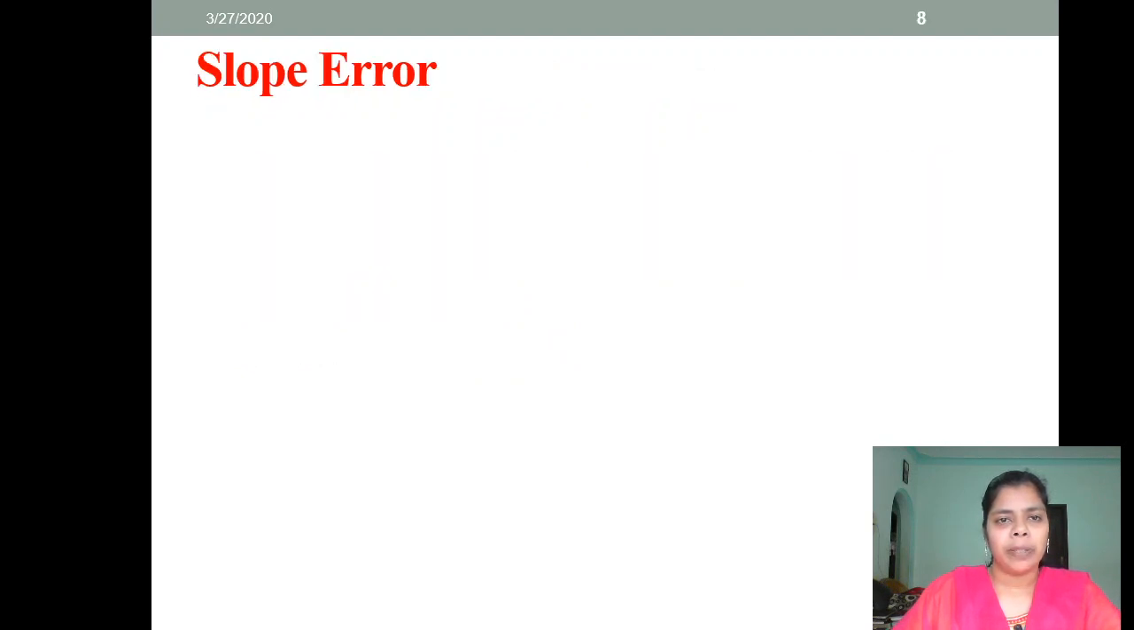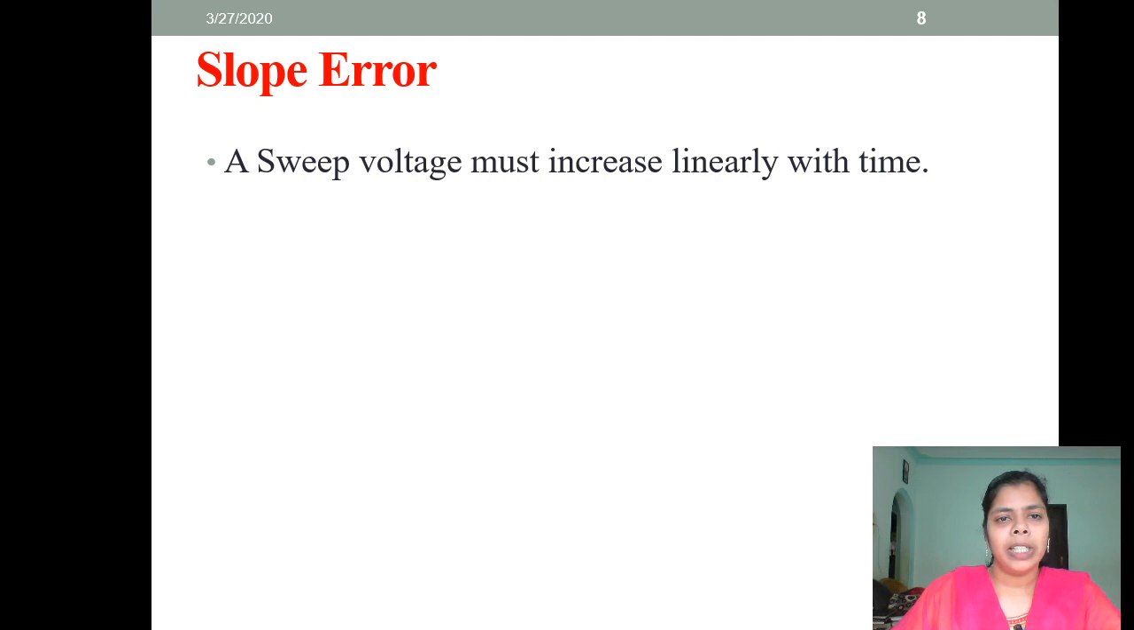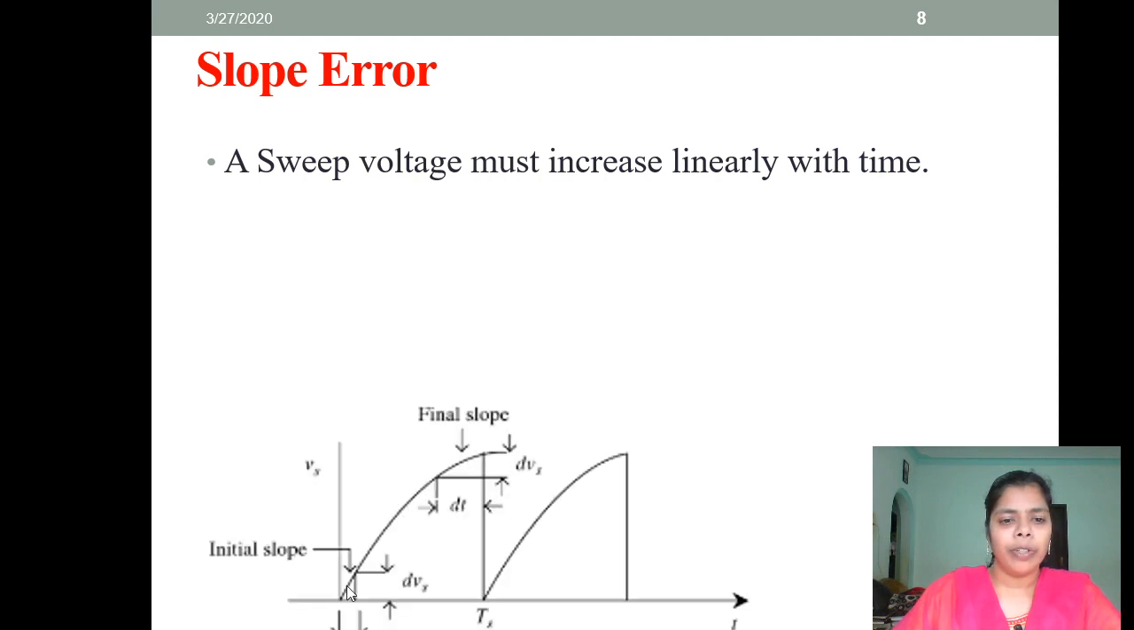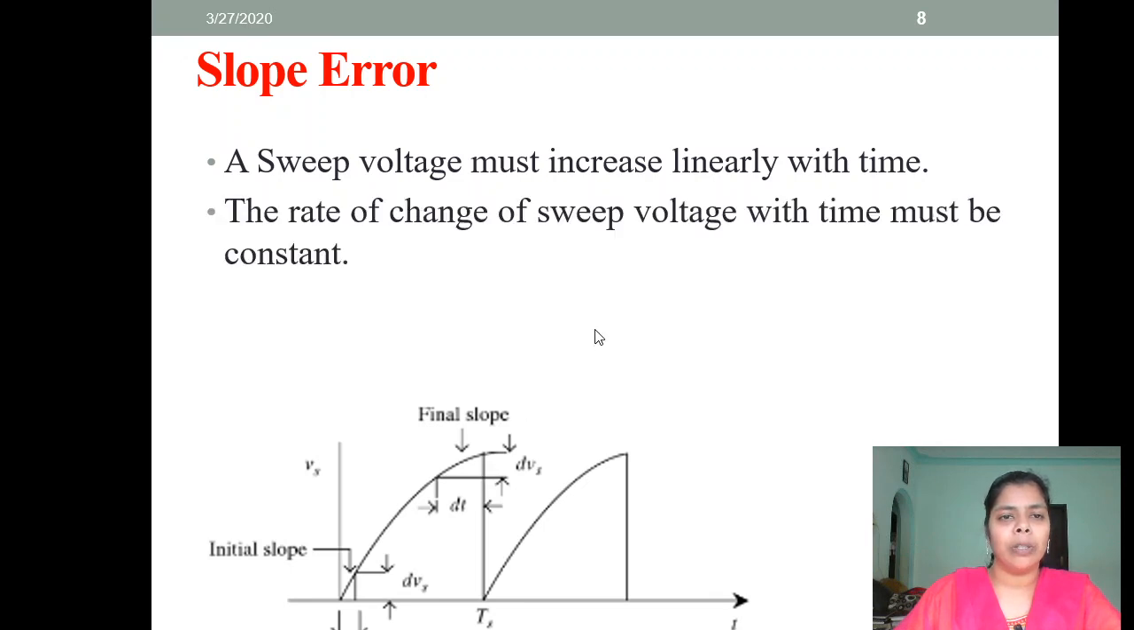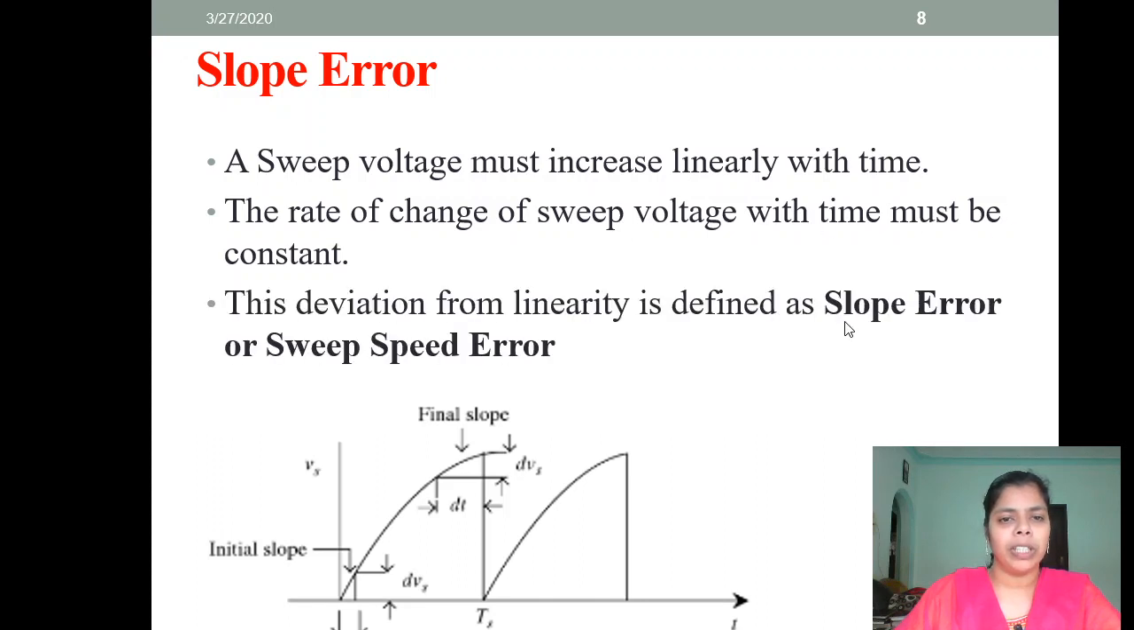What is slope error? Generally, in a voltage sweep waveform, the initial slope should be equal to final slope for the time duration of sweep time. If there is any change in the slope, that error is called as slope error. The rate of change of sweep voltage with respect to time should be constant. If there is any deviation from that, then that is called as slope error or sweep speed error.